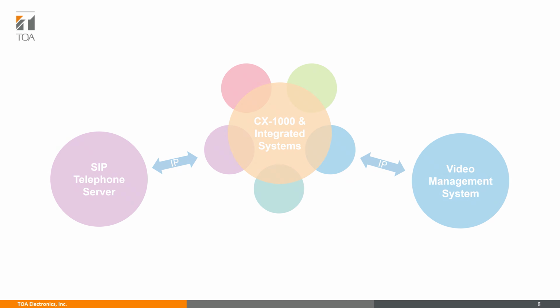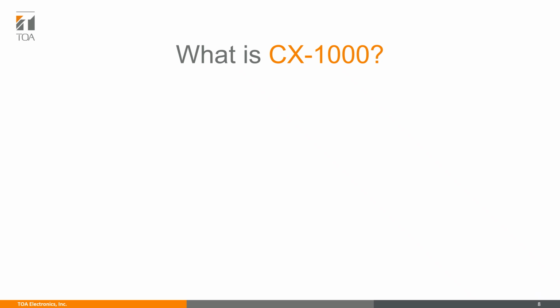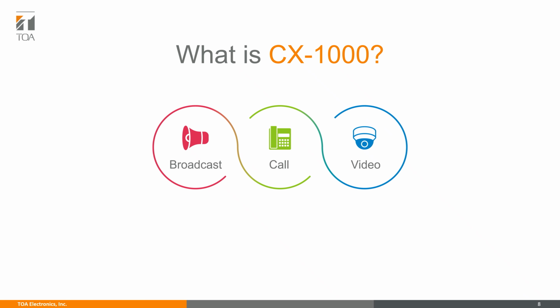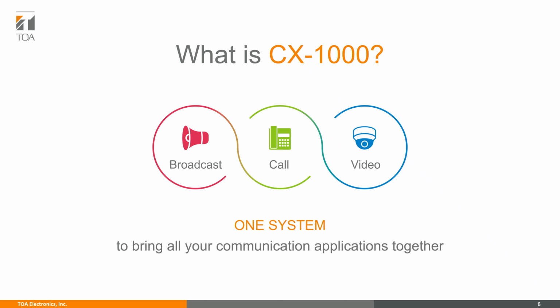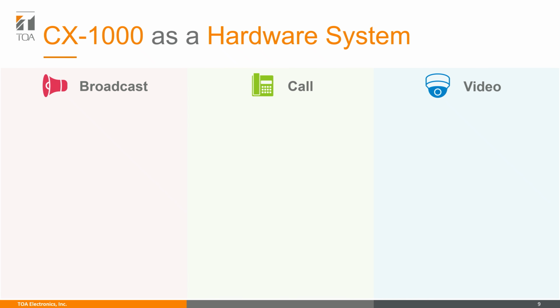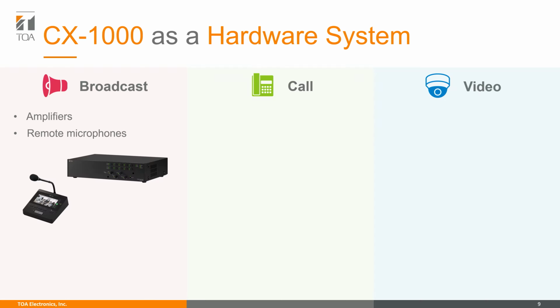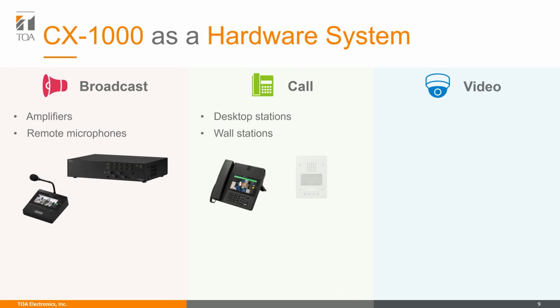So back to the main question, what is the CX-1000? It's one system to bring all your communication applications together. On one hand, the CX-1000 is a hardware system. Talking about broadcast applications, meaning one-way communication, through a one-way or broadcast communication, it provides amplifiers and remote microphones. Through two-way communication, it provides desktop and wall stations.